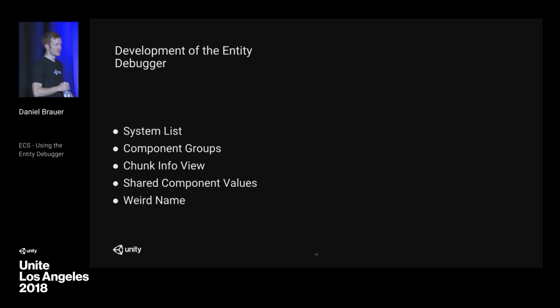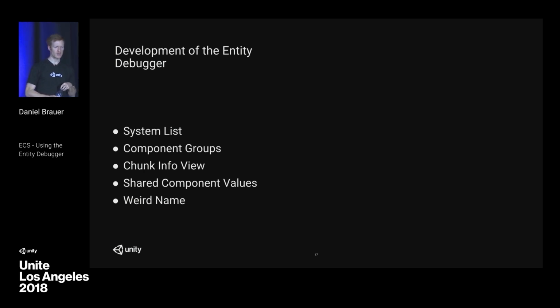We've got the Entity Debugger, which is a way of showing your data in ECS and lists your systems. You've got component groups in your queries, and you can get information about chunk memory utilization with the chunk info view. Shared component values are not really visible there, and that's an issue I'd like to fix.